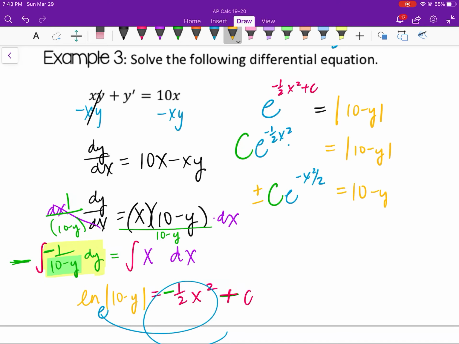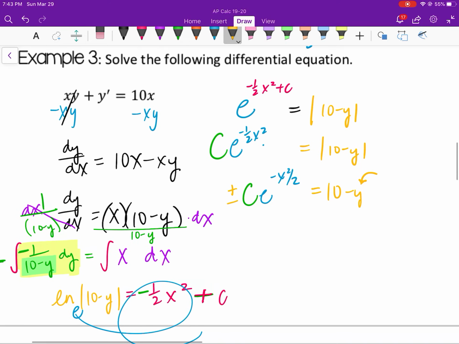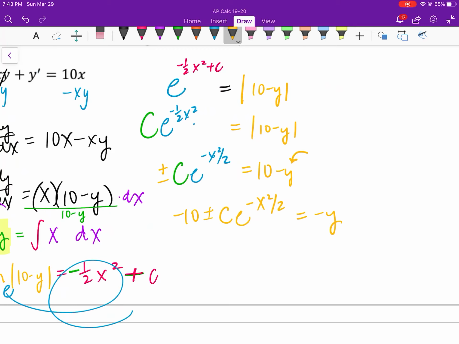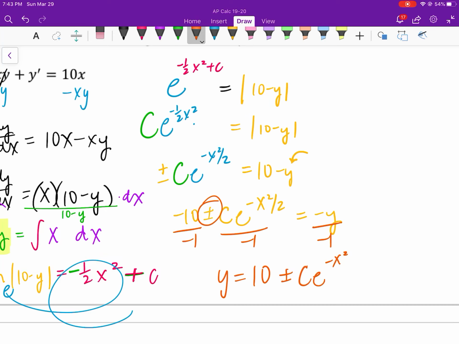So then we subtract 10 from both sides because, don't get lost, our ultimate goal is to solve for y. So subtracting 10, we have -10 plus or minus c times e to the -x squared over 2. And that's equal to -y. So the last thing we have to do finally is distribute the divide. So take everything and divide by a -1. Well, when you have plus or minus anyway and you divide by a negative, you're left with a plus or minus. So our final answer is going to be y equals 10 plus or minus c, some constant, times e to that fun exponent of -x squared over 2.